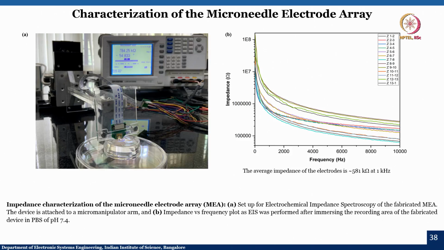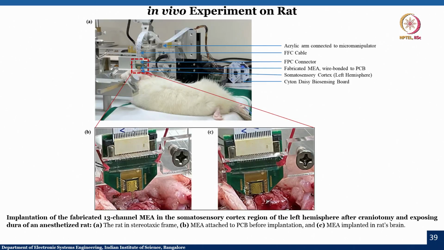Like any other electrodes that we have fabricated till now, we also have to perform the characterization of this particular microelectrode array, the microneedle electrode array. For that, we have done the experiment using electrochemical impedance spectroscopy, and the device is attached to the micromanipulator arm, as you can see in figure A. The impedance spectroscopy data shown in figure B is an impedance versus frequency plot after immersing the recording area of the fabricated device at pH 7.4.